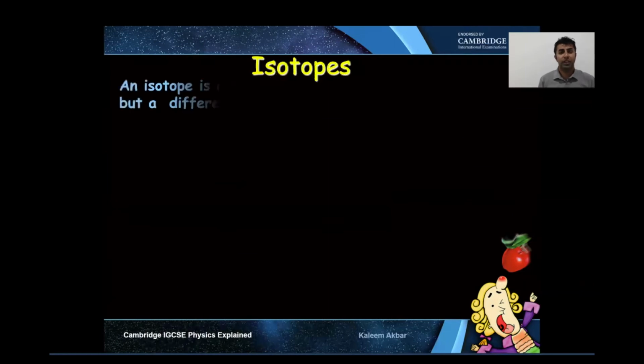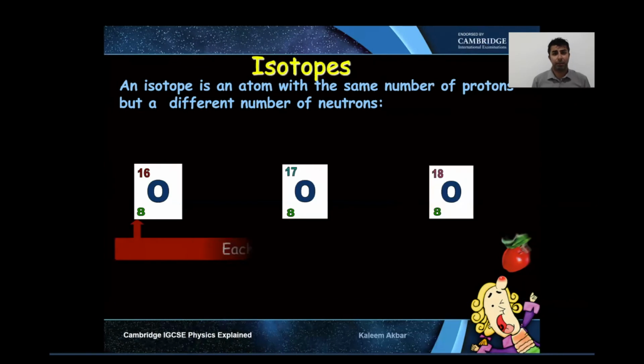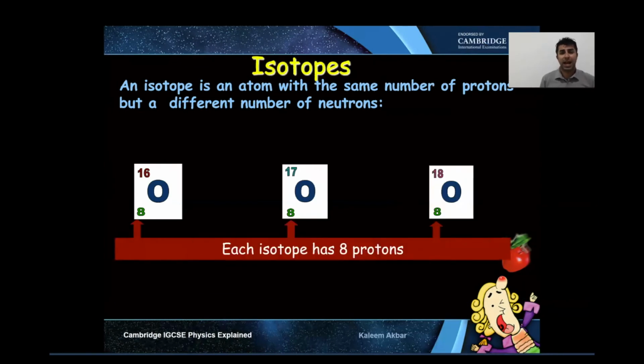Isotopes. What is an isotope? Well, I hope you understand from chemistry, an isotope is an atom with the same number of protons, but a different number of neutrons. In other words, it has the same atomic number, but different mass number. Here we have 3 isotopes of oxygen. And if you look, we have the same proton number for each, 8 in all of them. And if it was a neutral atom, we would also have the same number of electrons. So they would also have 8 each.